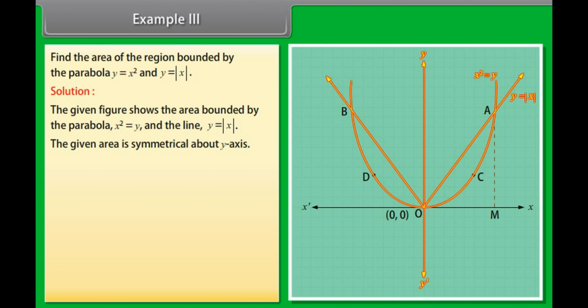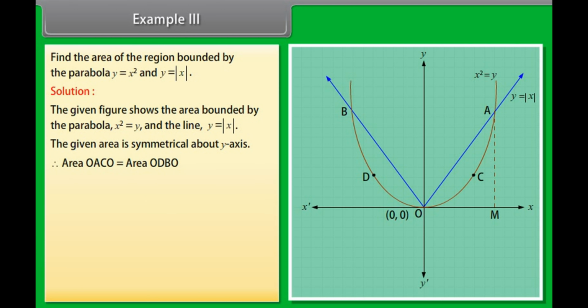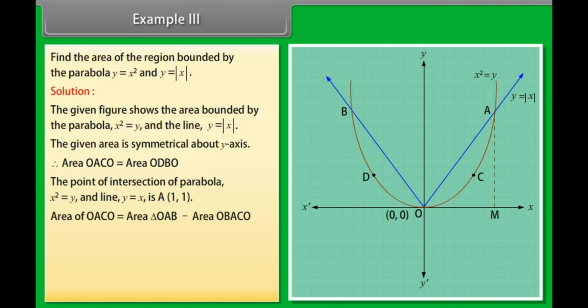The given area is symmetrical about the y-axis. Therefore, area OACO is equal to area ODBO. The point of intersection of the parabola x squared equals y and the line y equals x is A(1, 1). Area of OACO is equal to area of triangle OAB minus area OBACO.